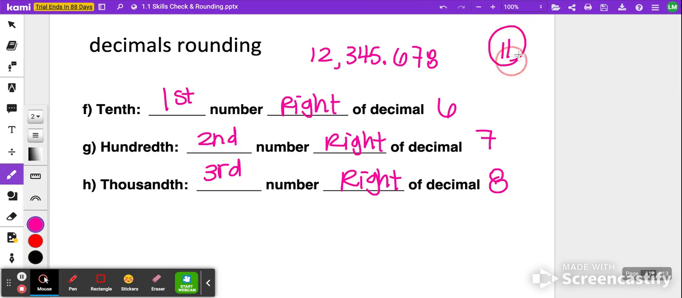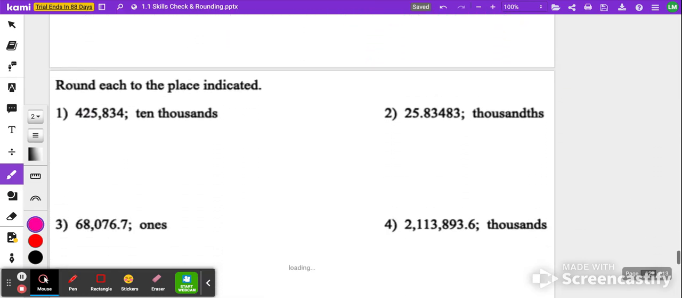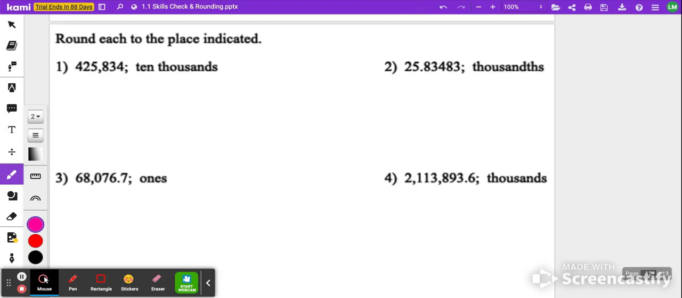Again, let's pause our video here. Make sure you have everything copied and written down. When you're done and ready to continue, let's click play. So here are some first 4 examples. We're going to go all the way up to 8. So we have 4 here and then 4 on the next slide.